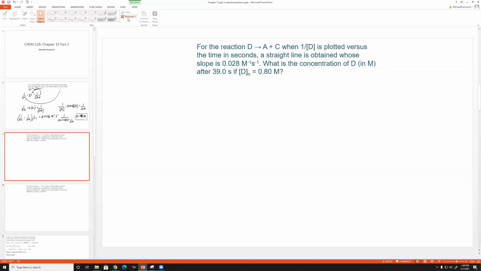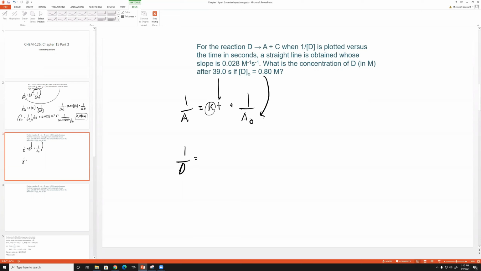So again, the integrated rate law for second order is 1 over A equals KT plus 1 over A0. Now it gives us the slope. So the slope is 0.028. The slope is the same thing as the rate constant. So we know K already. What is the concentration of D after 39 seconds? So we know T. If D0 is 0.8, that's A0. So we can simply just plug in everything to figure out our value for D. And we're going to use D instead of A this time since the question refers to it as D.